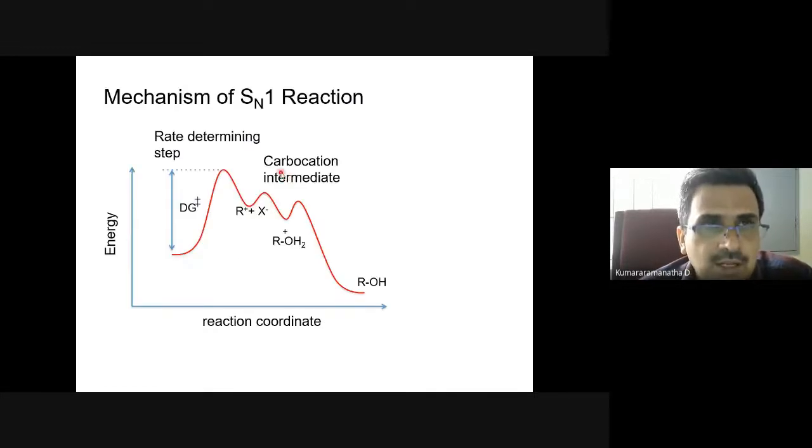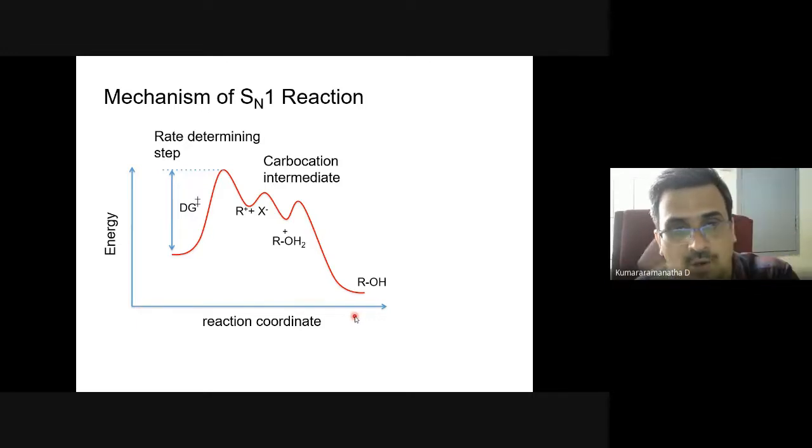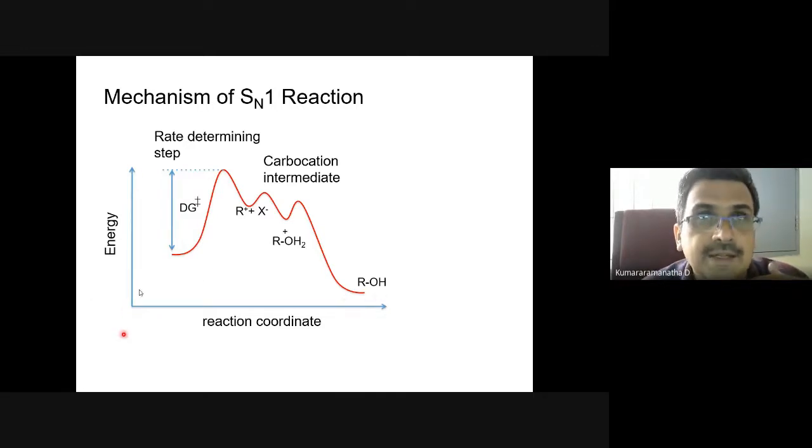Now, as I already told you, let us look at a pictorial representation of the mechanisms. You know that we have halo compounds, and we are converting them by substitution with nucleophiles like OH. The x-axis shows the reaction coordinate, reactant to product, and the y-axis shows energy. If you look at this graph, the reaction passes through a barrier. This is the rate determining step, which is the slow step, how the carbocation is formed.